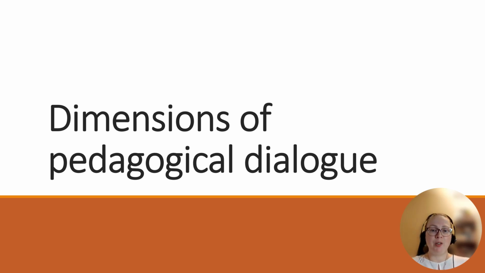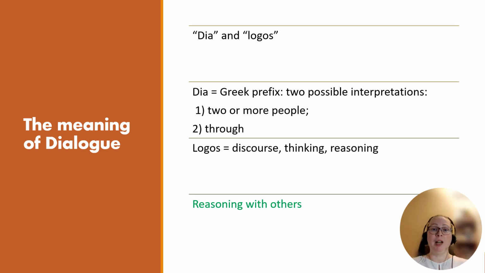So we will start by talking about the dimensions of pedagogical dialogue. The meaning of dialogue comes from two words, dia and logos. Dia is the Greek prefix, and it has two possible interpretations. It can mean two or more people, and it can mean through. And logos means discourse, thinking, or reasoning. So when you put those two together, it means reasoning with others, reasoning with two or more people, or discourse through people.